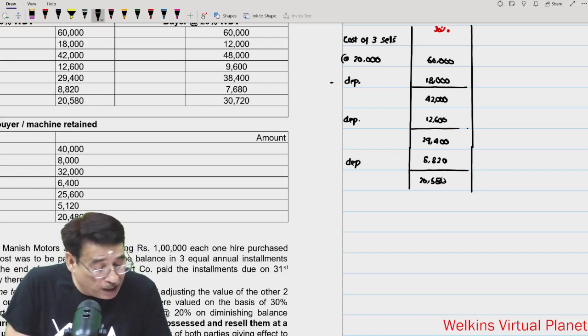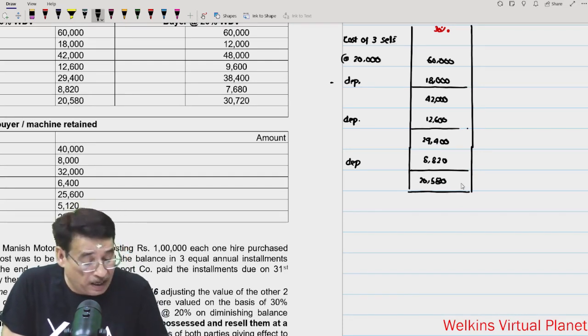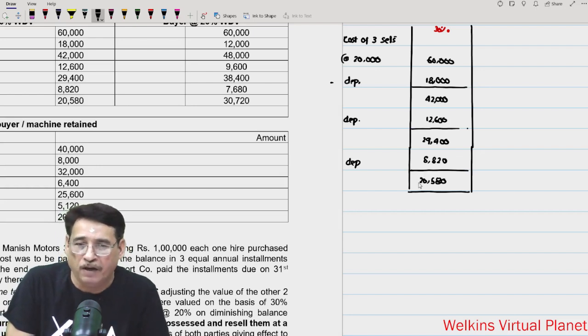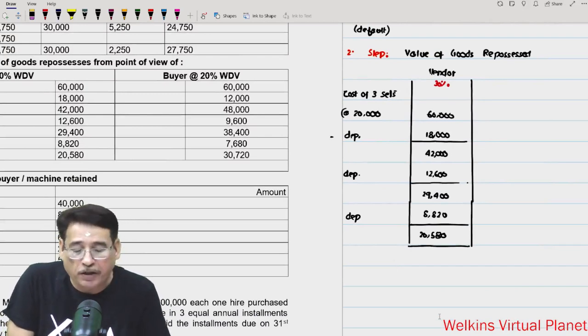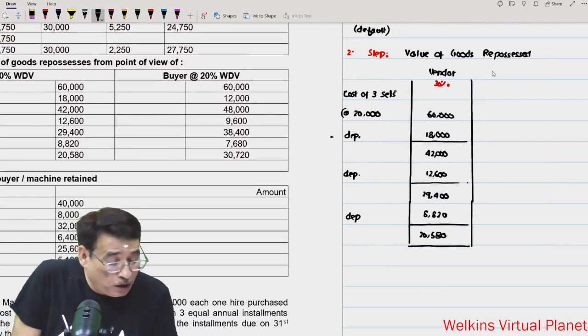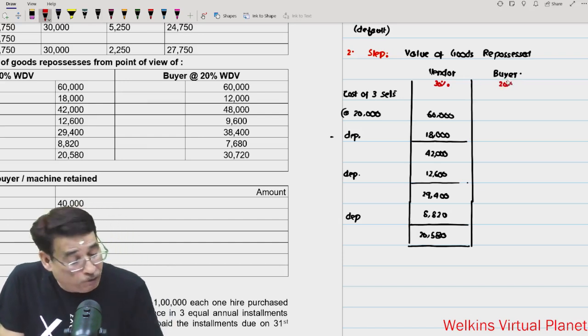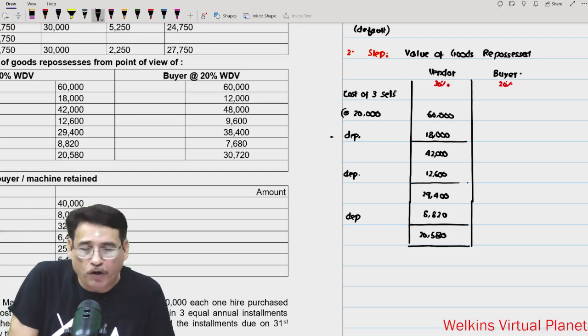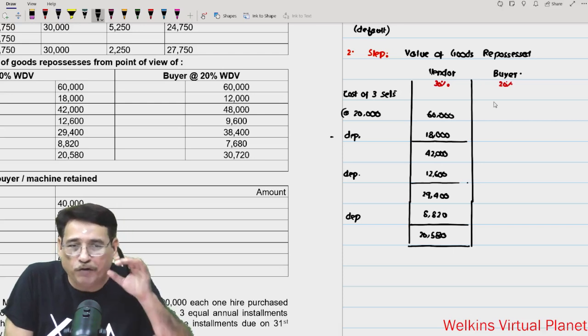This 20,580 suggests that vendor has taken back these three sets at 20,580 rupees. Actually, you need to find out only the value of goods from the viewpoint of vendor. But due to some reason, and it will help you, I would also love you to compute the value of goods repossessed from the perspective of the buyer. From the perspective of the buyer also. When we say from the perspective of the buyer, what does it mean? Because buyer's rate of depreciation is 20%. Basically, I want to know what was the value of these three sets which are being repossessed, from the viewpoint of buyer.